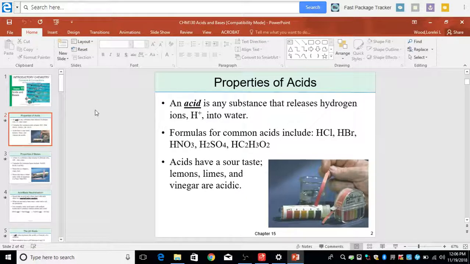H2SO4, because it's got two hydrogens it can donate. So they call it a diprotic acid. The other ones are monoprotic, meaning they can only give a single proton to an acid-base situation.